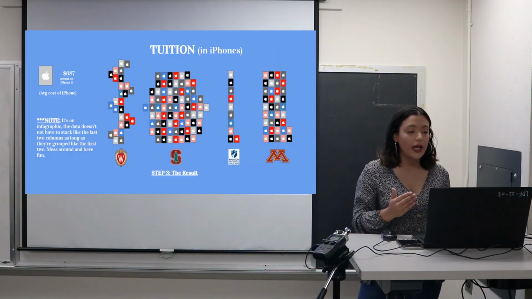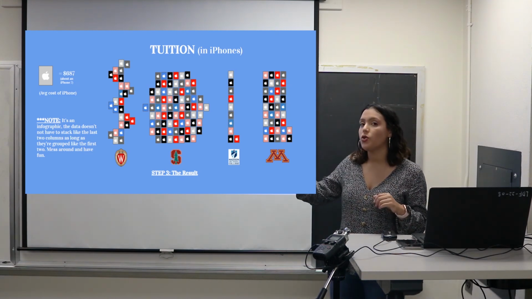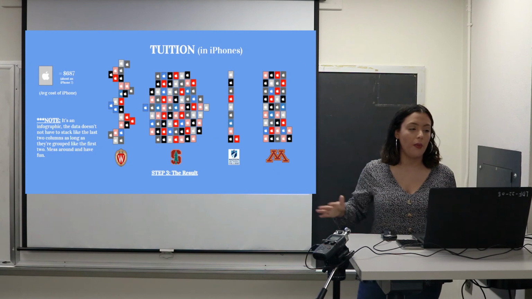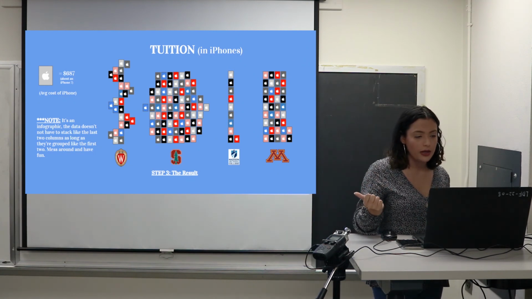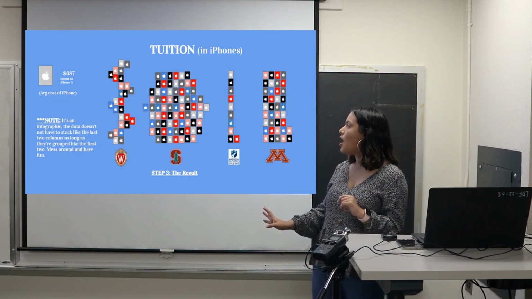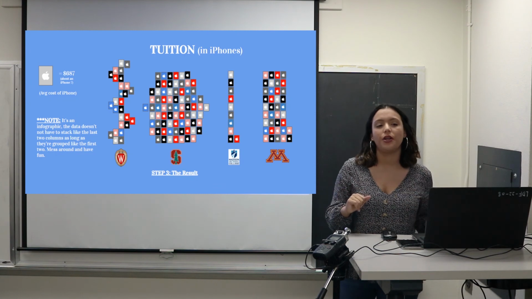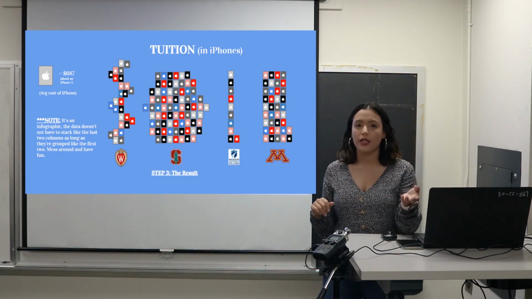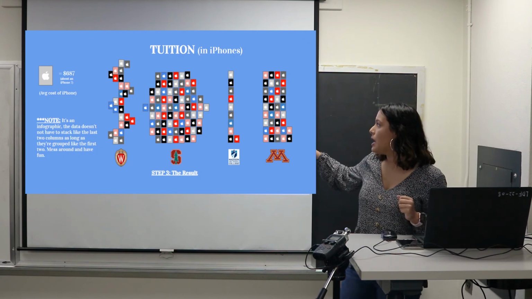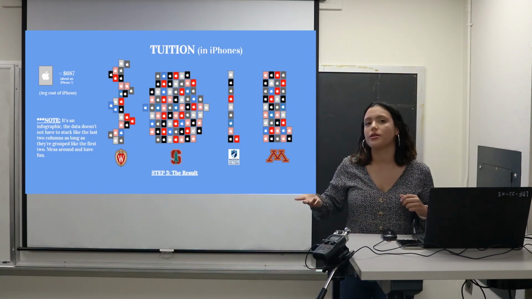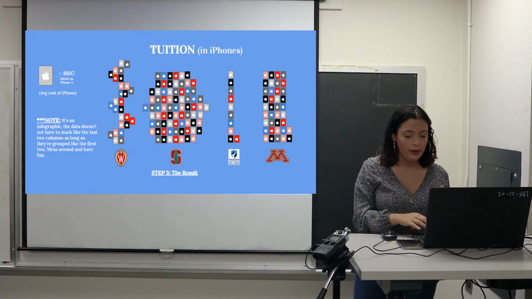Then I would look into making the result of this. So I'm going to cover my tuition in iPhones. We know that an average iPhone 7 costs about $700. So I see how many iPhones it would cost me to go to UW-Madison, Stanford, Madison College, and Minnesota. But this is still a lot. You can clearly see Stanford is the most expensive, but we can definitely polish this and bring it down.